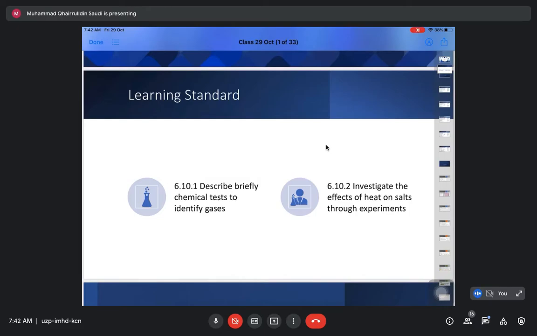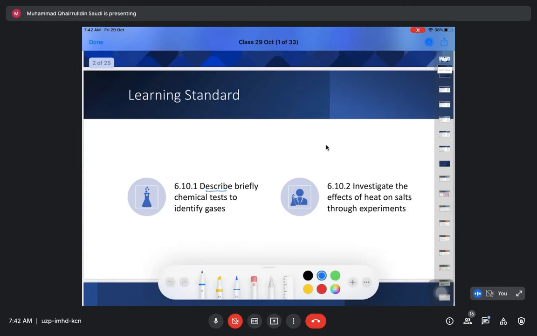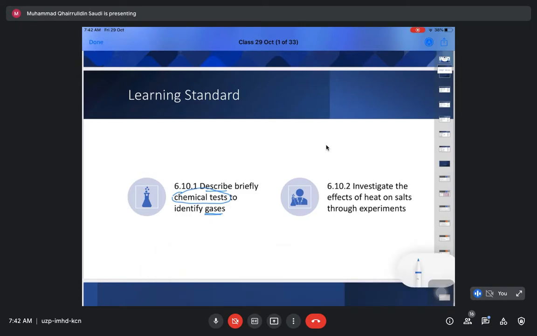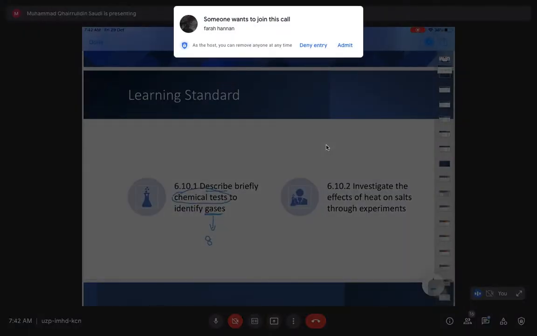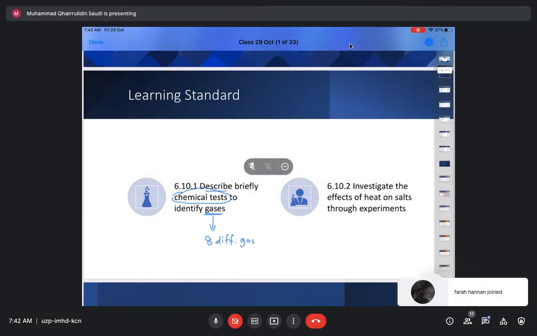The first one is you should be able to describe briefly chemical tests to identify gases. There are 8 different gases that you should know how to describe the chemical test for. Meaning to say, after this class you should be able to describe 8 different chemical tests to test for 8 different gases. That is the first one.